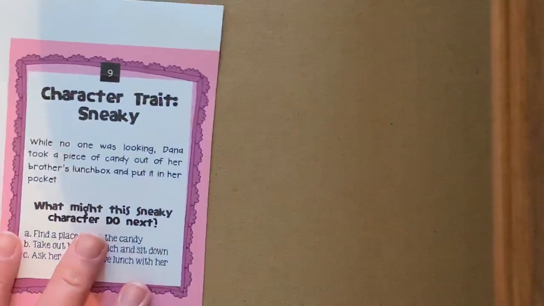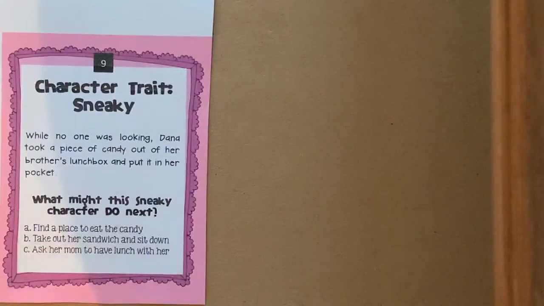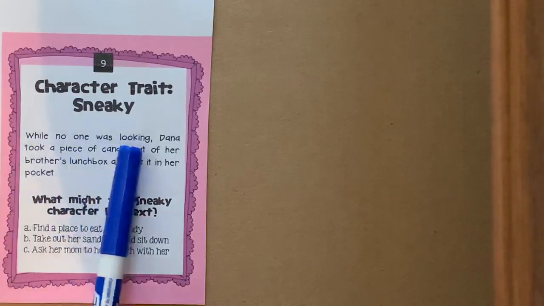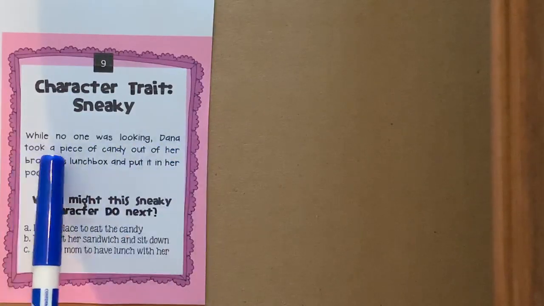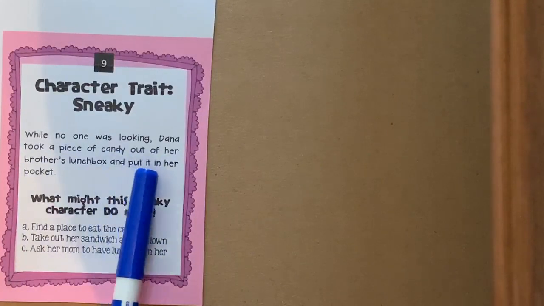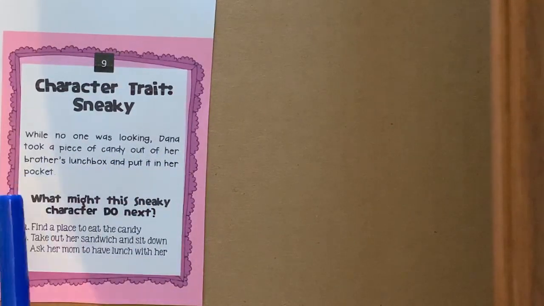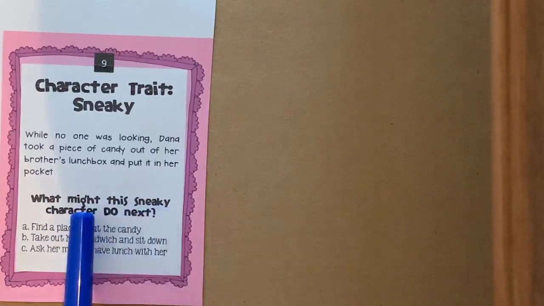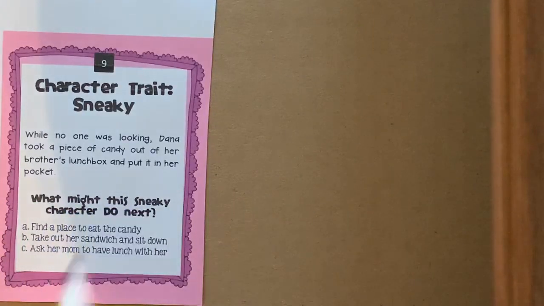This is our very last one. Our last character trait is sneaky. It says, while no one was looking, Dana took a piece of candy out of her brother's lunchbox and put it in her pocket. What might this sneaky character do next?